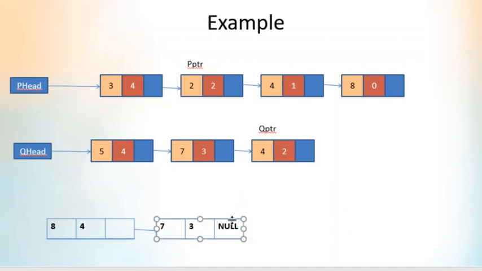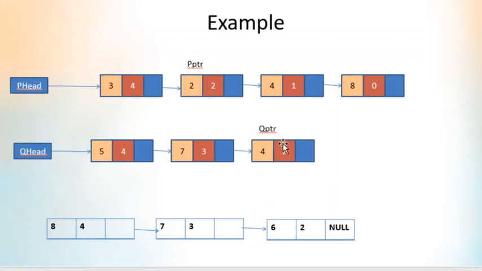So we can create a new node for that. We have to give values. So what is the value here? This is p pointer coefficient plus q pointer coefficient. P pointer coefficient is 2 and q pointer coefficient is 4, so it is 6 here. And what is the exponent part? Both are same, so you can write p pointer exponent or q pointer exponent. And point like this to the new node.